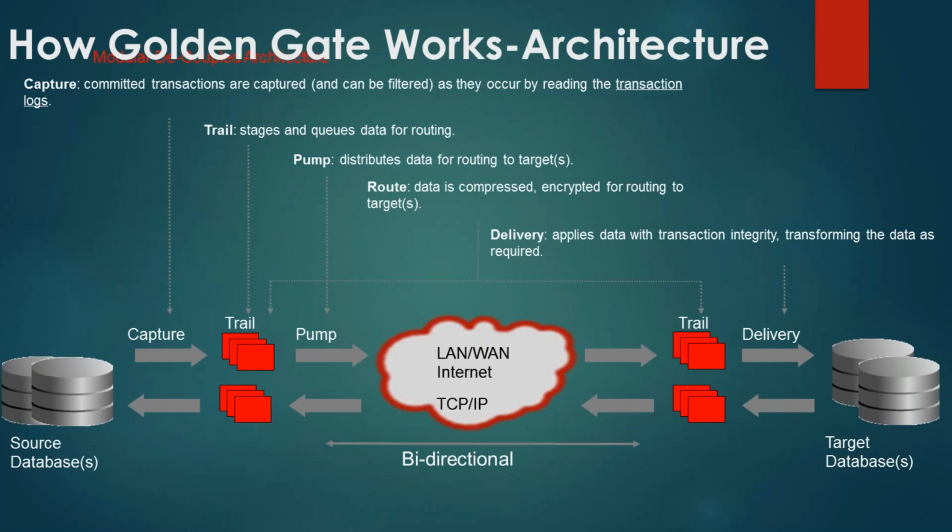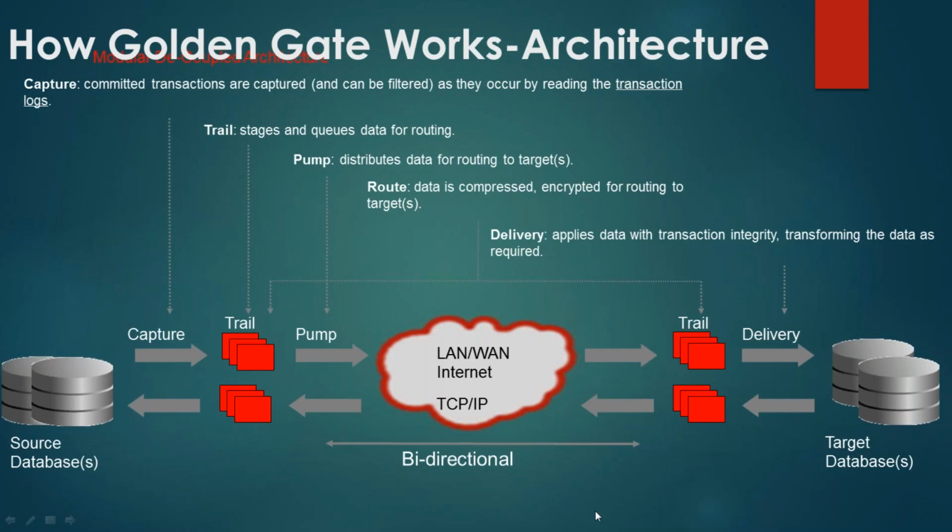As soon as data becomes available in remote trail, the Goldengate delivery process or replicat process applies that data to the target database. So you have three processes in classic architecture: capture process, pump process, delivery process. On top of that, you have another process known as manager process. The manager process manages all the Golden Gate components in its environment. All this is done at the command prompt.